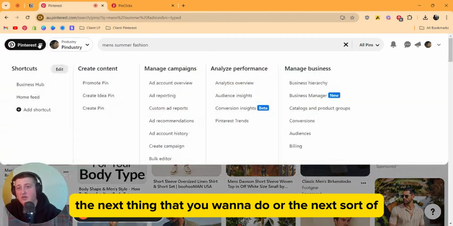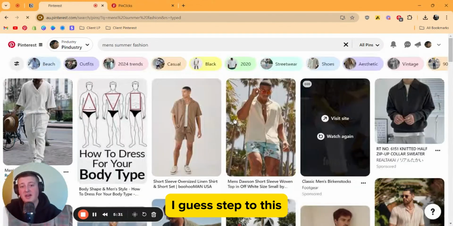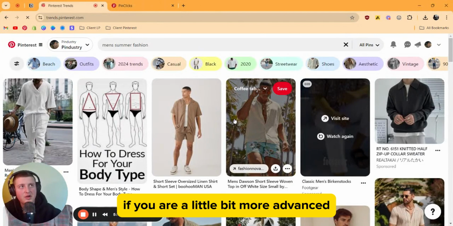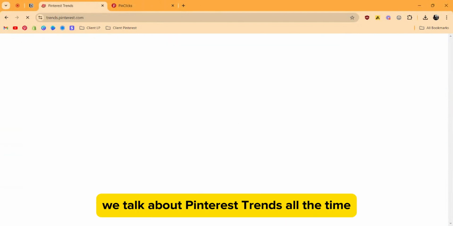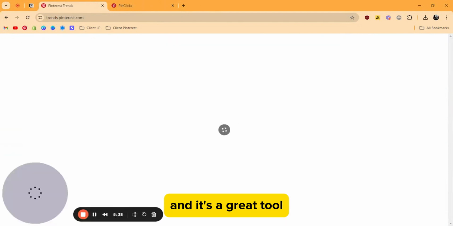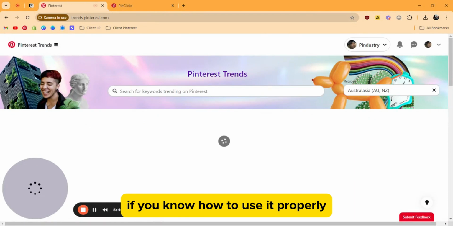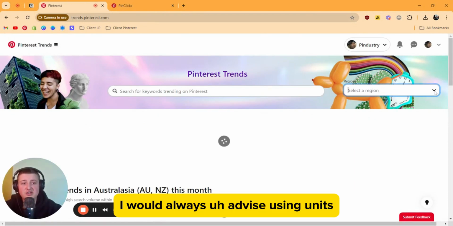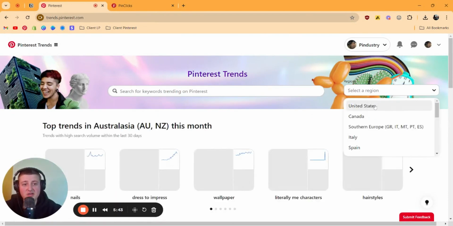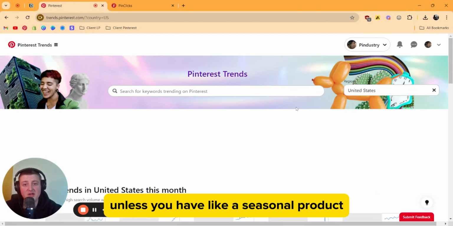The next thing that you want to do, or the next step to this, if you are a little bit more advanced, is Pinterest Trends. We talk about Pinterest Trends all the time, and it's a great tool if you know how to use it properly. I would always advise using United States unless you have a seasonal product.